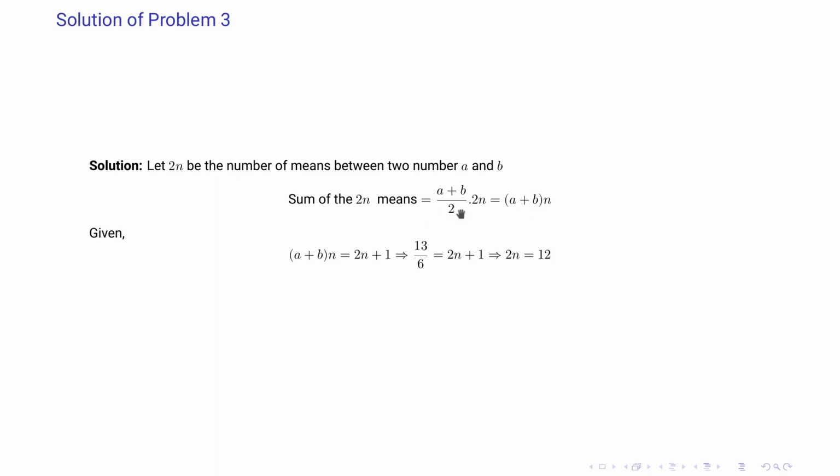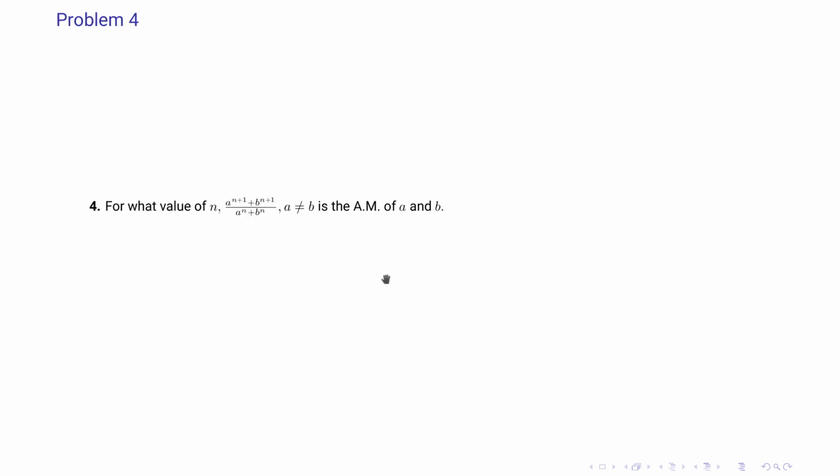This you can find from the sum of an arithmetic progression formula. So now this is equal to (a plus b) into n. Now (a plus b) into n is also one more than the number of means, that is 2n plus 1. That means 13 by 6 into n is equal to 2n plus 1. So we arrive at the value that 2n is equal to 12.